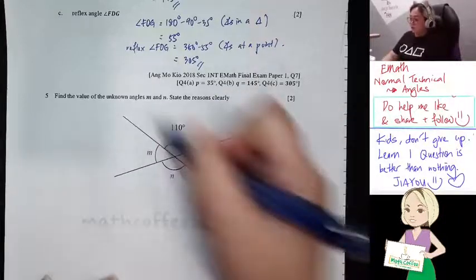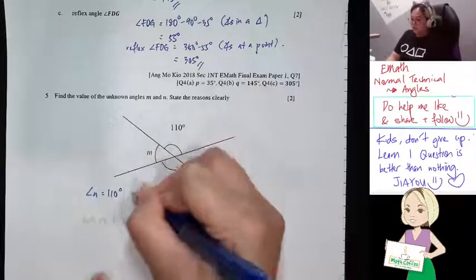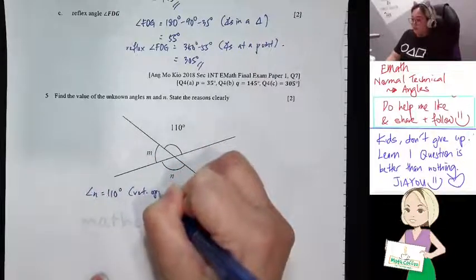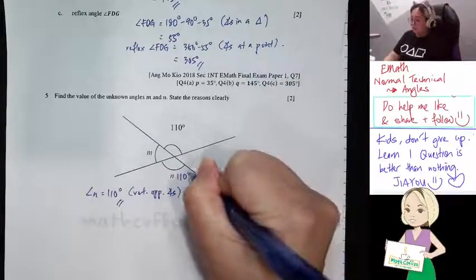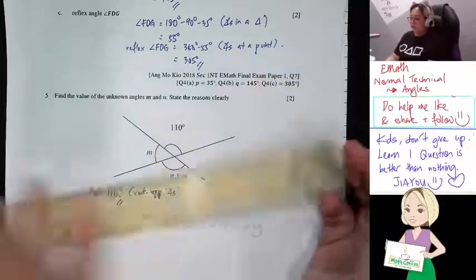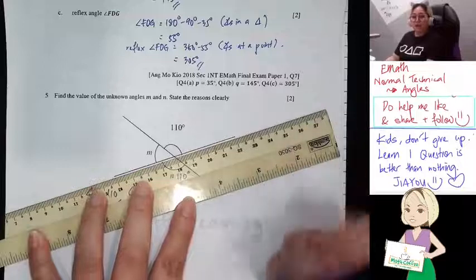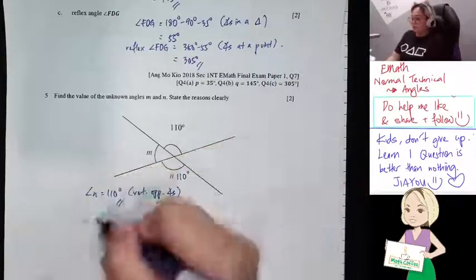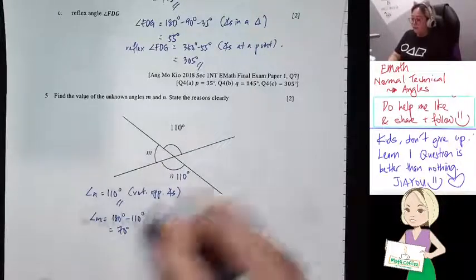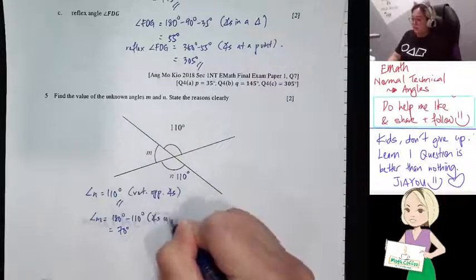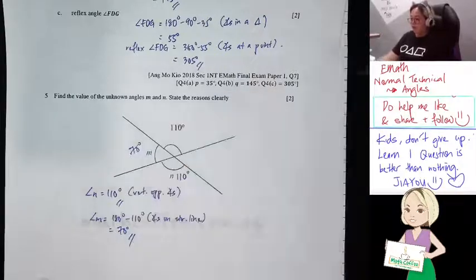So vertically opposite. Right here, angle N is equal to 110 degrees. The reason: vertically opposite angles. Done. So update, this is 110 degrees. Angle M is on a straight line. Sometimes you cannot confirm, but you see a straight line. We know that on a straight line, the angles add up to 180 degrees. So for M, you will just say angle M is 180 degrees minus 110, so you get 70 degrees. Again, don't forget to write the reason: angles on a straight line. Done.